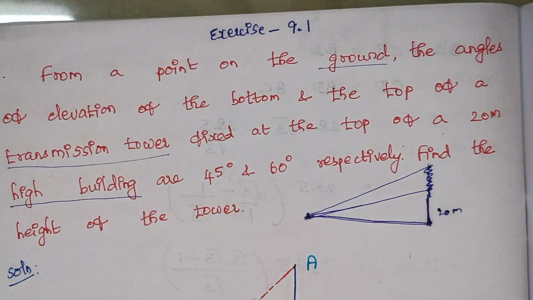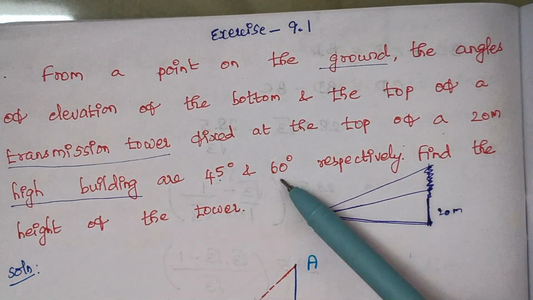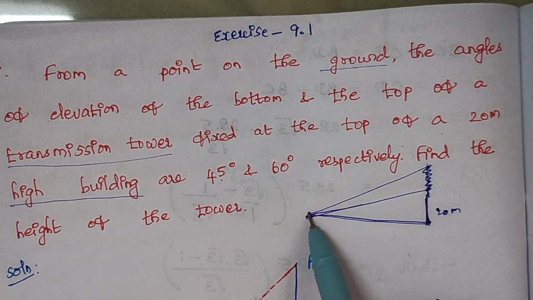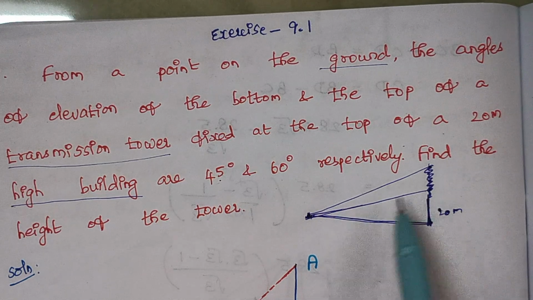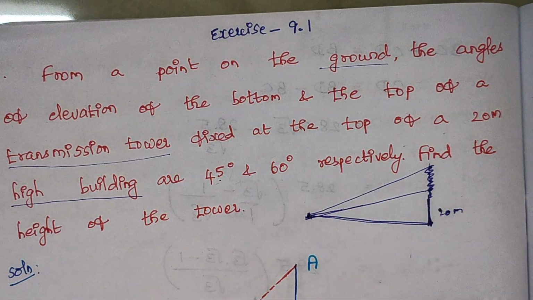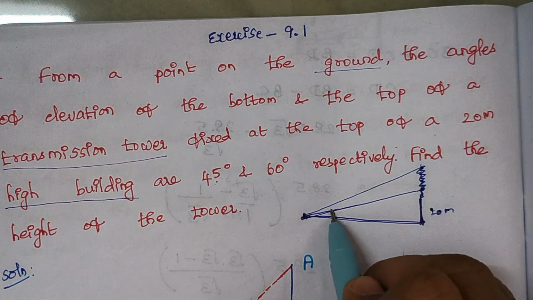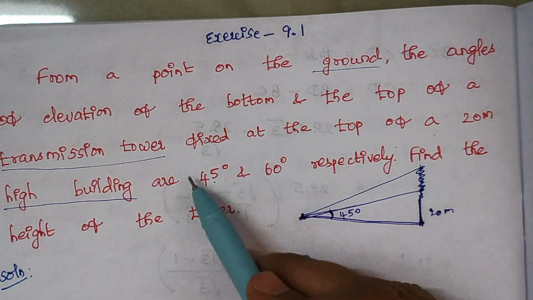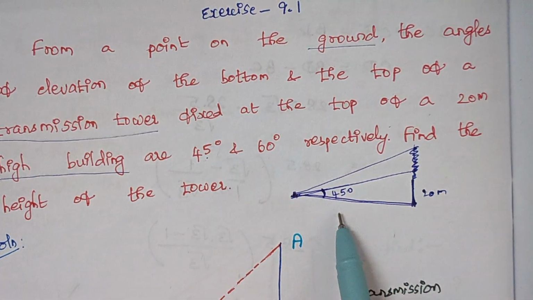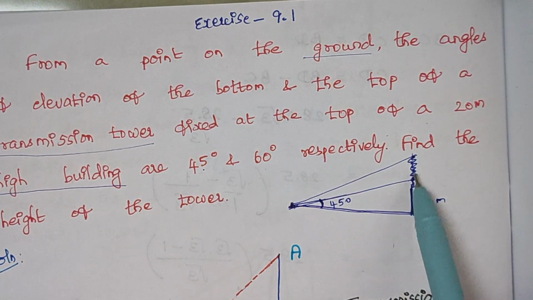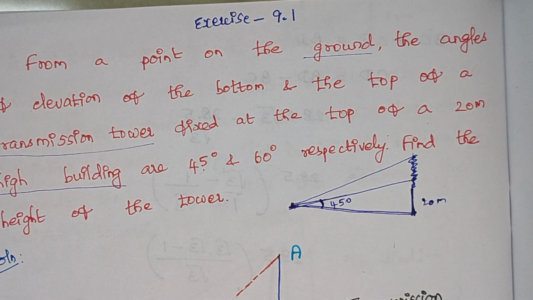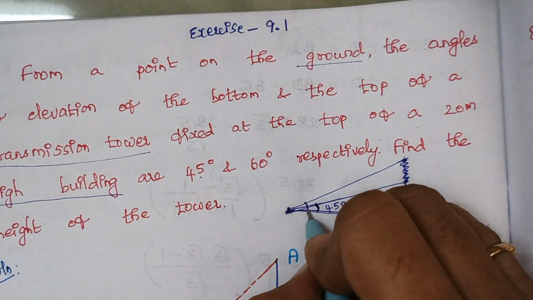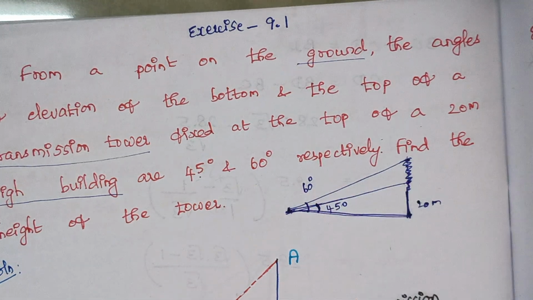Now tell me which angle will be 45 degree and which angle will be 60 degree. You see, here you are standing and you are looking at this bottom part, right? So here the angle of elevation is a little bit small. When you compare these two values, 45 is the least one. So here we are taking 45 degree. But if you are looking at the top, then you have to tilt your head a little bit higher. So when you look at the top of the tower, the angle of elevation will be 60 degrees.